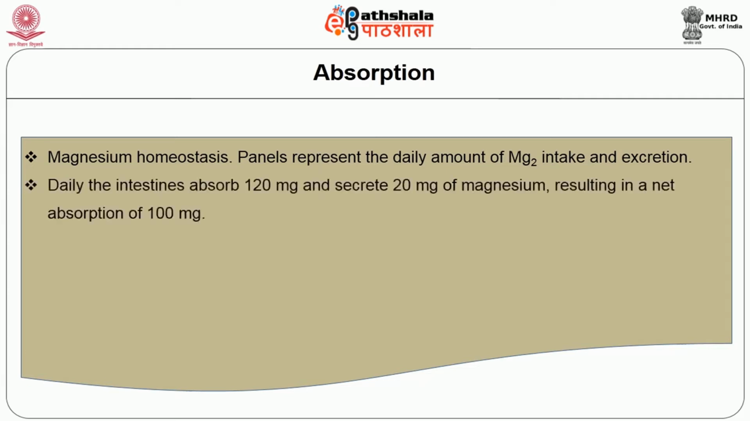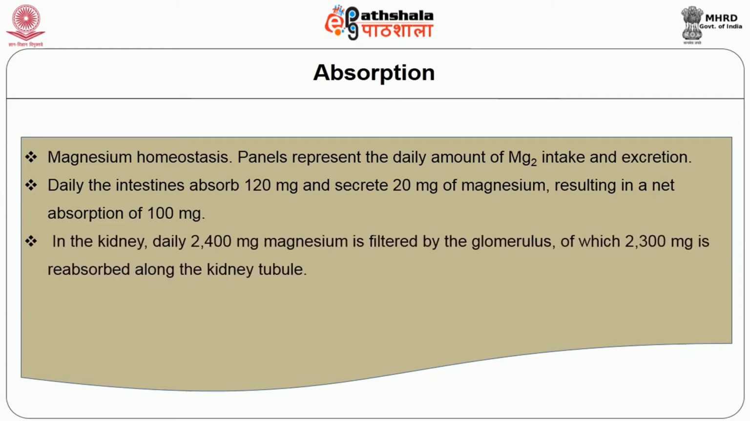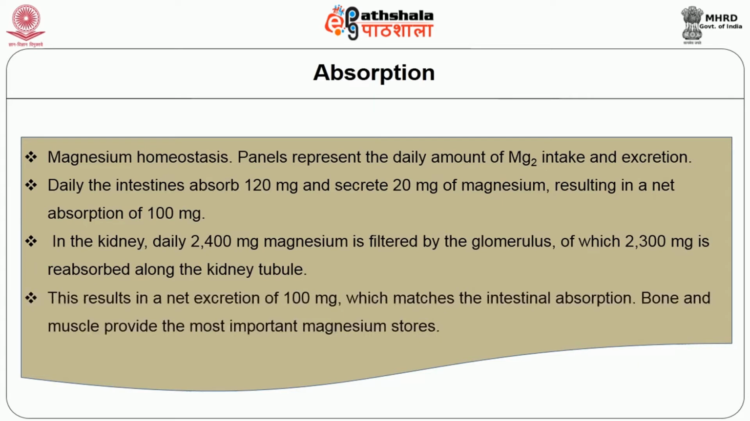Daily, the intestine absorbs 120 mg and excretes 20 mg of magnesium, resulting in a net absorption of 100 mg. In the kidney, daily 2400 mg of magnesium is filtered by the glomerulus, of which 2300 mg is absorbed along the kidney tubule. This results in a net excretion of 100 mg, which matches the intestinal absorption. Bone and muscles provide the most important magnesium stores.